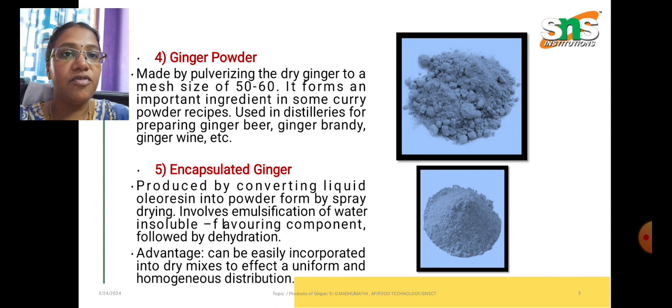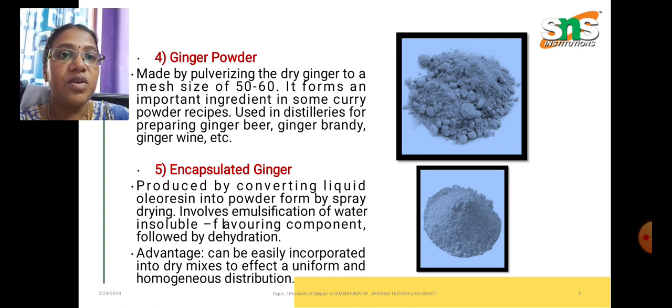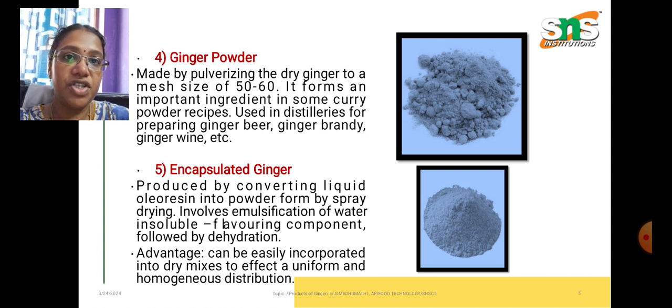And the fourth product is ginger powder. Obviously many of us use this in day-to-day preparation of tea and so on. It is mainly made by pulverizing the dry ginger to a mesh size of 50 to 60 microns. It forms an important ingredient in some curry powder recipes, and the powder is mainly used in the preparation of ginger beer, ginger brandy and ginger wine.